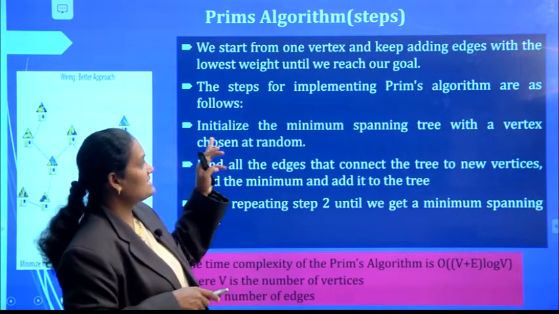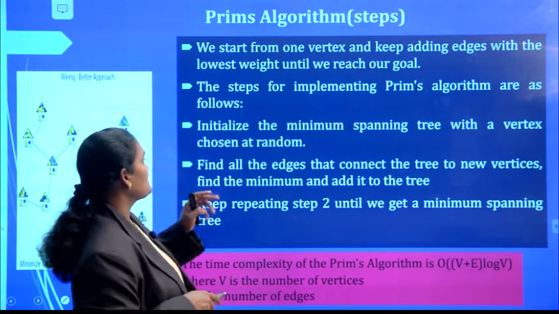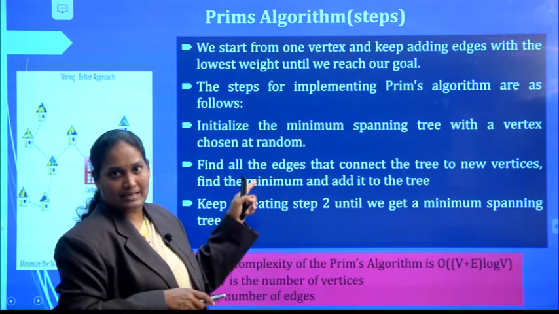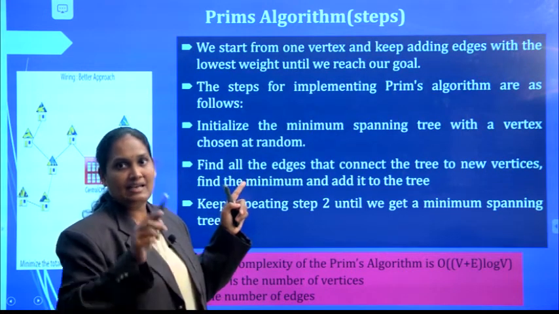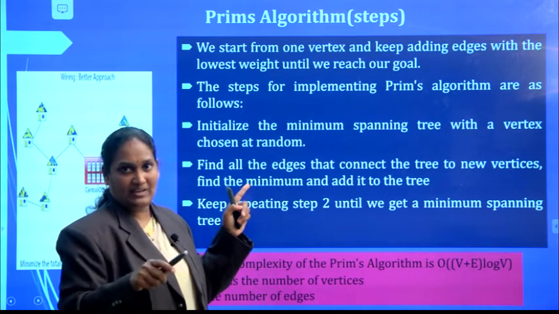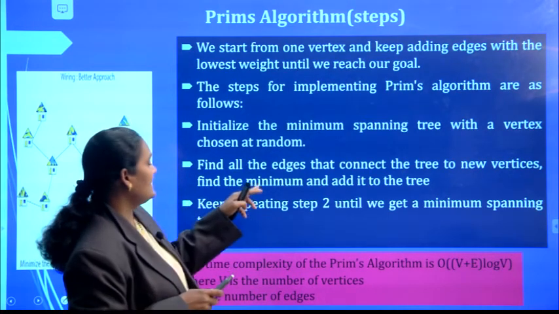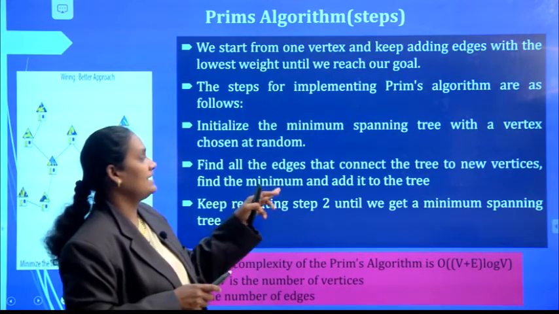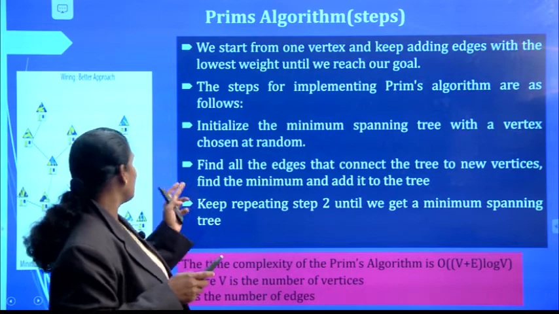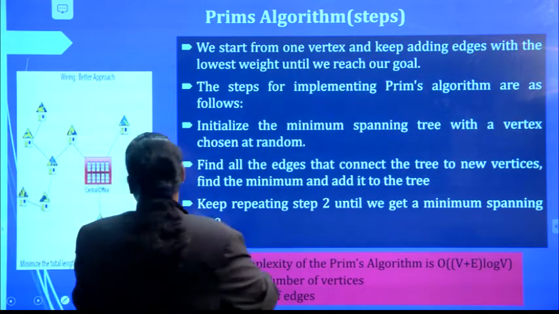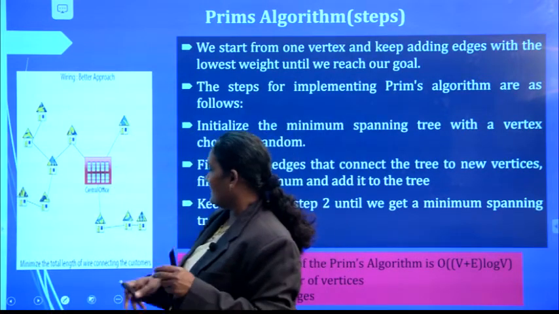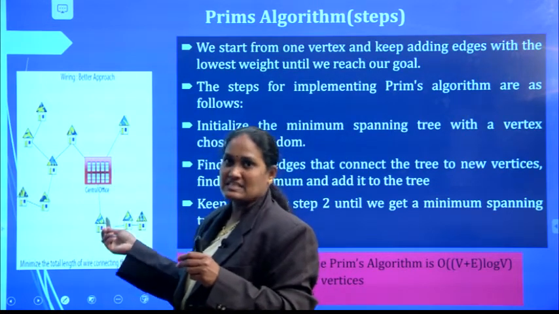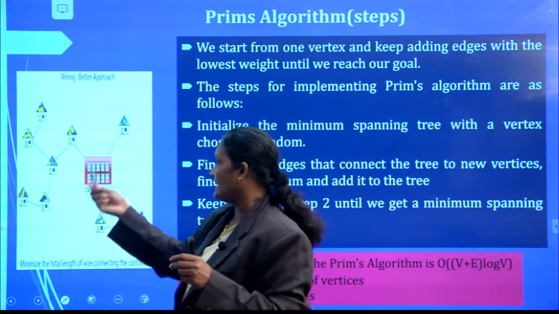Now what are the steps that we are following? Let us see the steps. Initialize the minimum cost spanning tree with a vertex chosen at random. First we need to initialize by selecting one vertex randomly from the given graph. Now find all the edges that connect the tree to new vertices, find the minimum and add it to the tree. Now suppose, for example, I selected one vertex. Let us assume that this is an example of a network, a connected metropolitan area network.